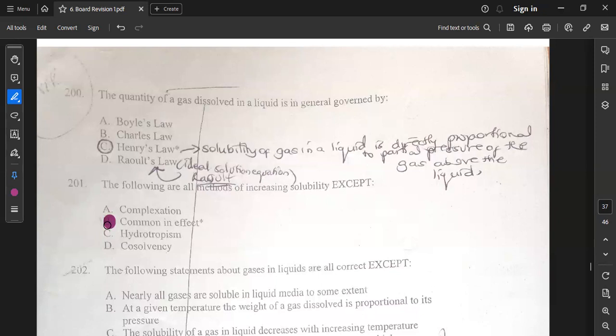Was it the one where we said we are adding a large amount of the stuff? Yeah, that one. So it results in increase in solubility. Even complexation increases solubility, and also co-solvency increases solubility. For common ion effect, it usually decreases solubility. So that's the answer.